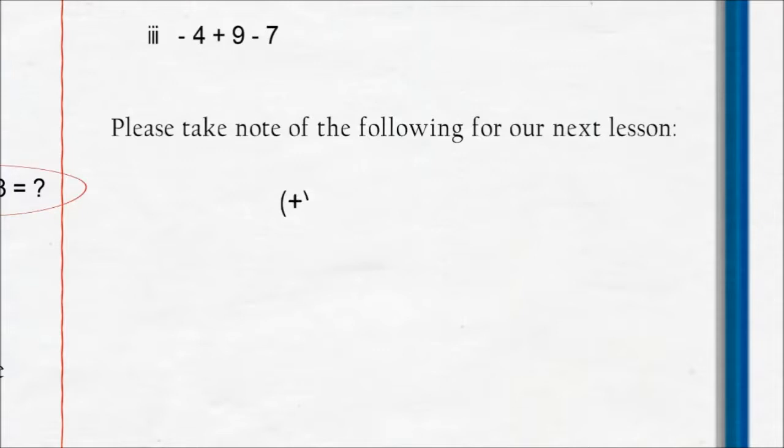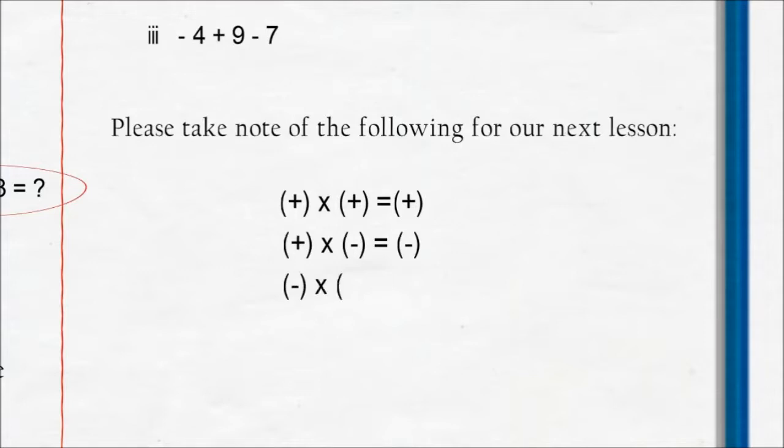Now when we have a case of plus times plus, these are two positive signs multiplying each other, it will give us plus, another positive sign. Now when we have plus times minus, which is a positive sign multiplying a negative sign, it gives us a negative sign. And when we have minus times plus, which is a negative sign multiplying a positive sign, it gives us a negative sign. Then also when we have minus times minus, it gives us a positive sign.